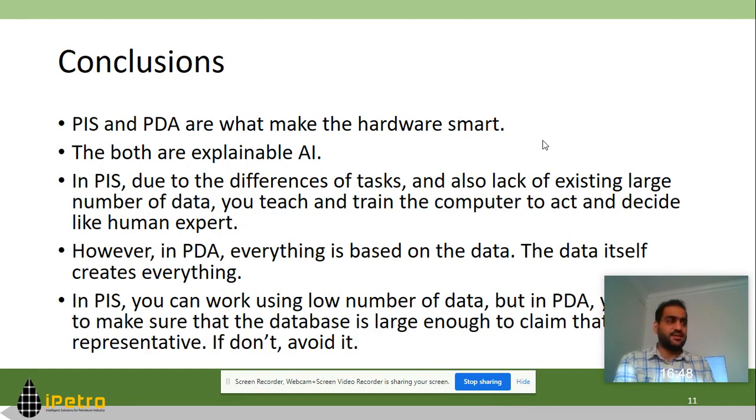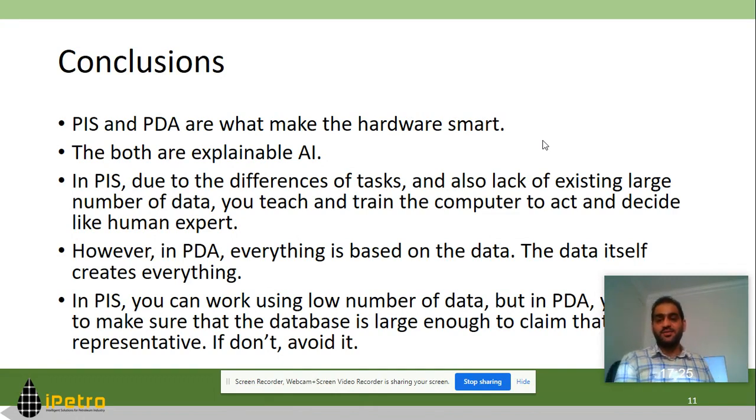The conclusion part is the most important part of this lecture. PIS, Petroleum Intelligent System, and PDA, Petroleum Data Analytics, are both what make the hardware smart. They both are explainable AI. In both, you can find out why you have such a result. None of them are black boxes. They both have a completely clear workflow.